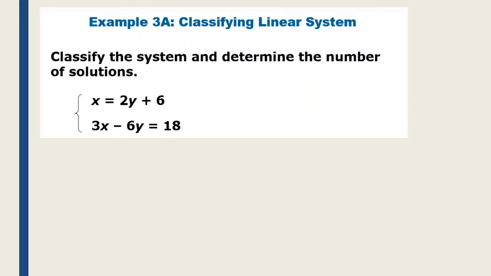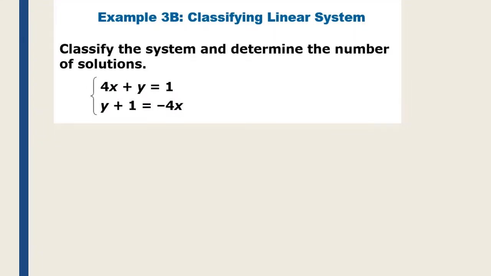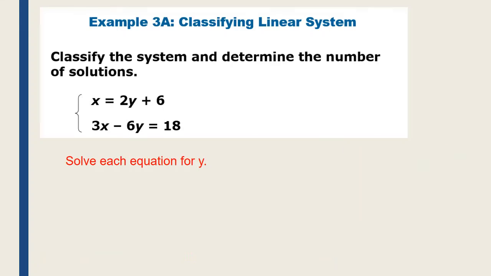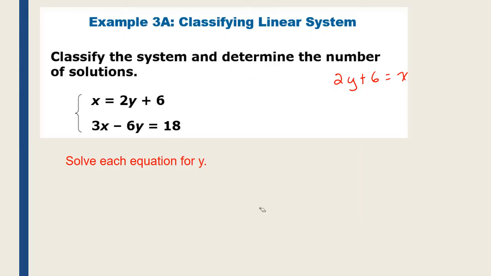The first thing is to classify the systems and determine the number of solutions. So obviously, the first thing we always want to do is solve each equation for y, and I think we can all do that now. Let's just solve those real quick for each one for y. So x equals 2y plus 6. We want to solve for y, so I'm going to write it 2y plus 6 equals x. So subtract 6 from both sides. This means 2y equals x minus 6. Divide both sides by 2. We have y equals 1/2 x minus 3.